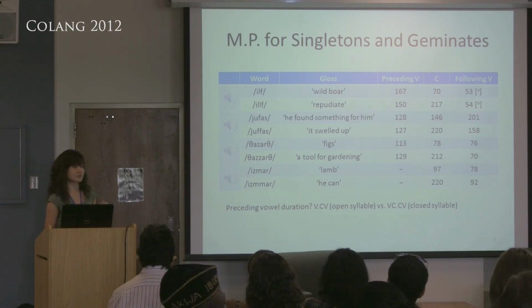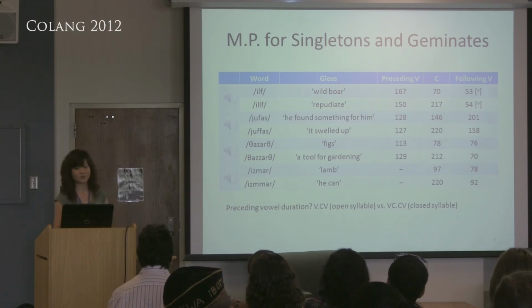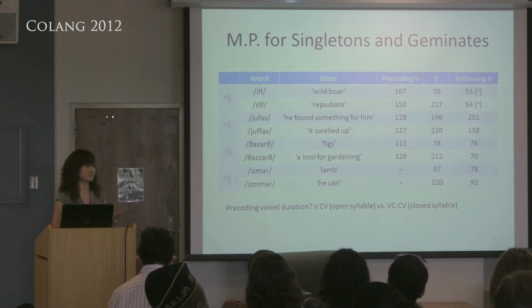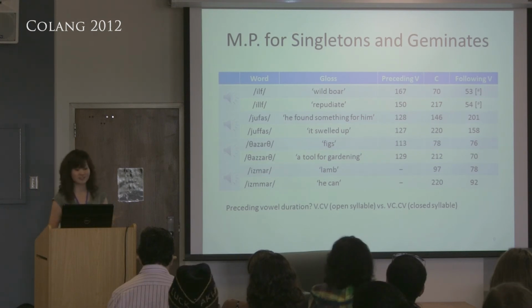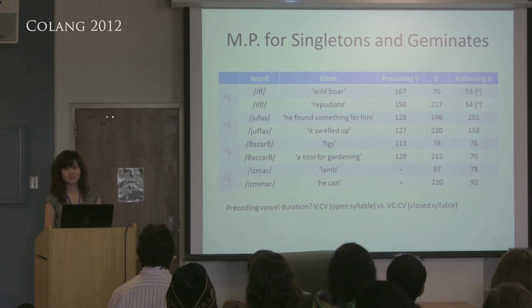So for singletons, it was about 170 milliseconds. For geminates, it was about 200 milliseconds. So there's like a 30 to 50 millisecond difference. So it's amazing how they can understand each other with a 50 millisecond difference. But Carlos mentioned as long as it's categorical, it can be the major cue.